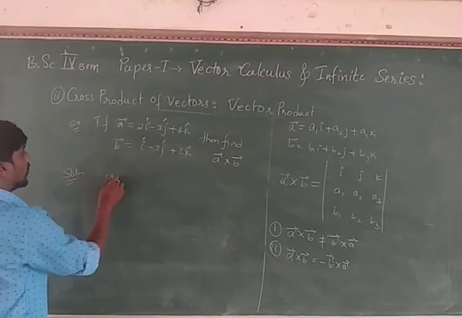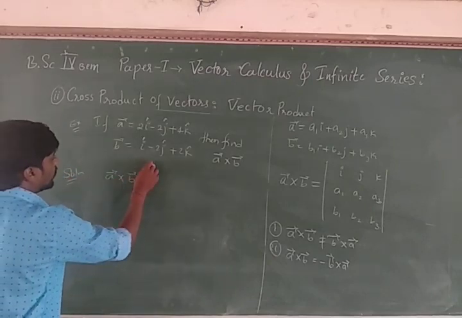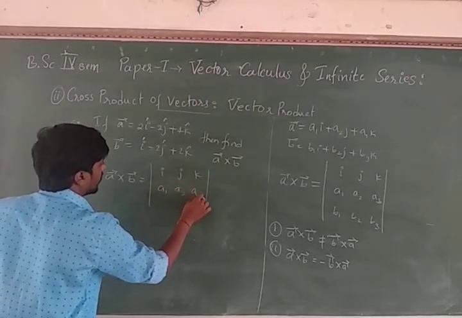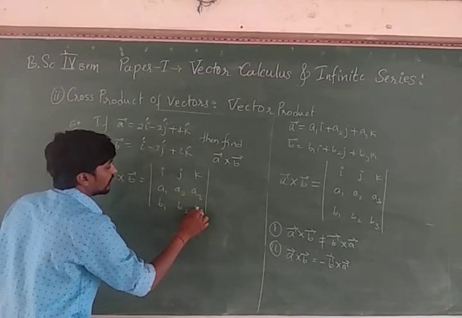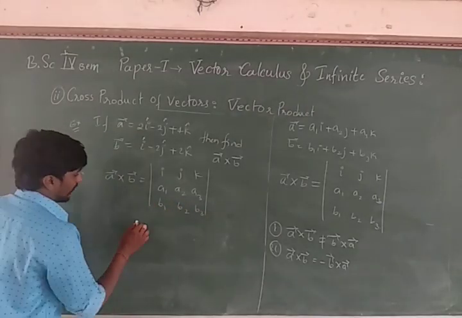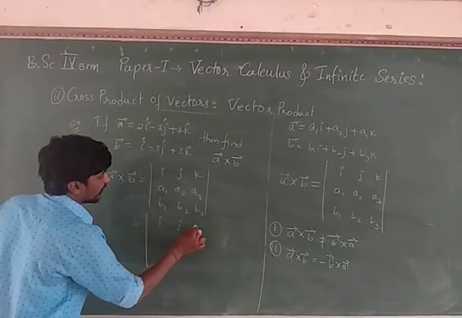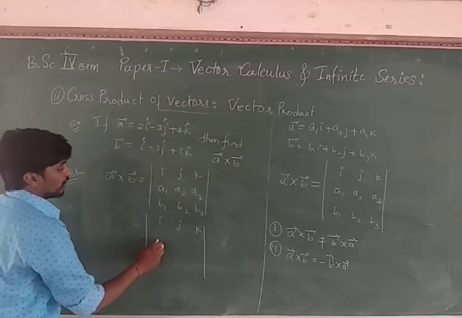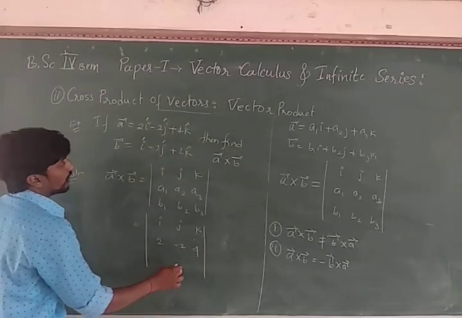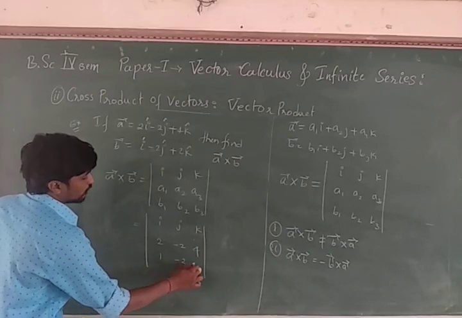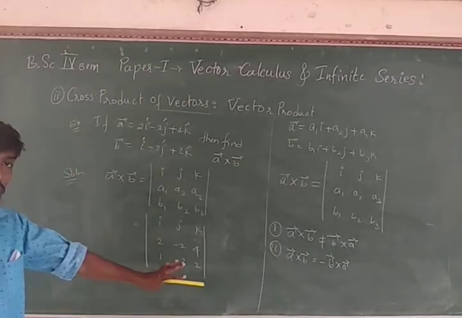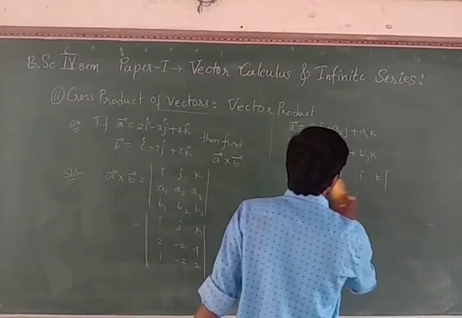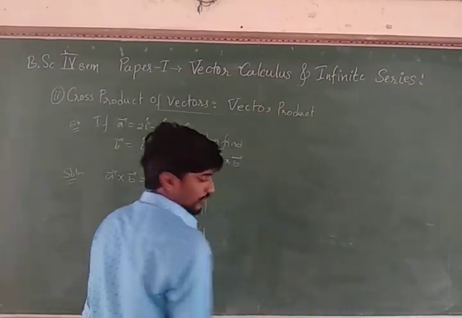So what is the rule? A cross B is written in the format of i, j, k, A1, A2, A3, B1, B2, B3. So now write down here i, j and k, and the values A1, A2, A3. So 2, minus 2, 4. Next we have 1, minus 2, 2 here. So now you know how to simplify a determinant here. So apply that rule here. So on that we get the value.